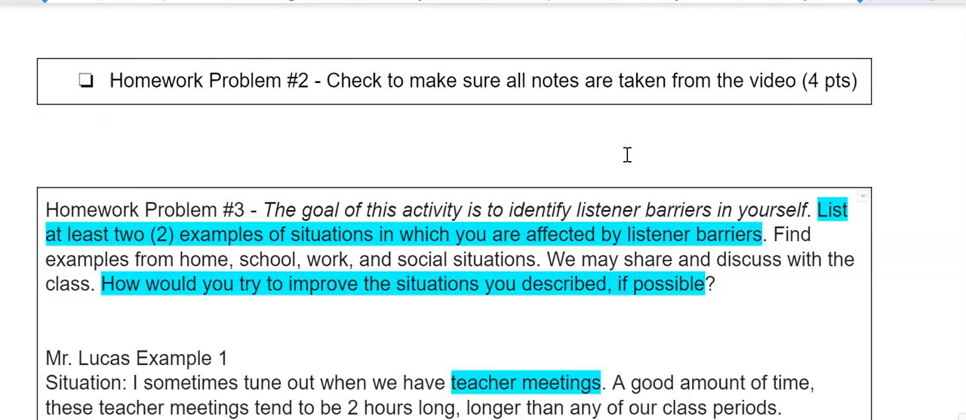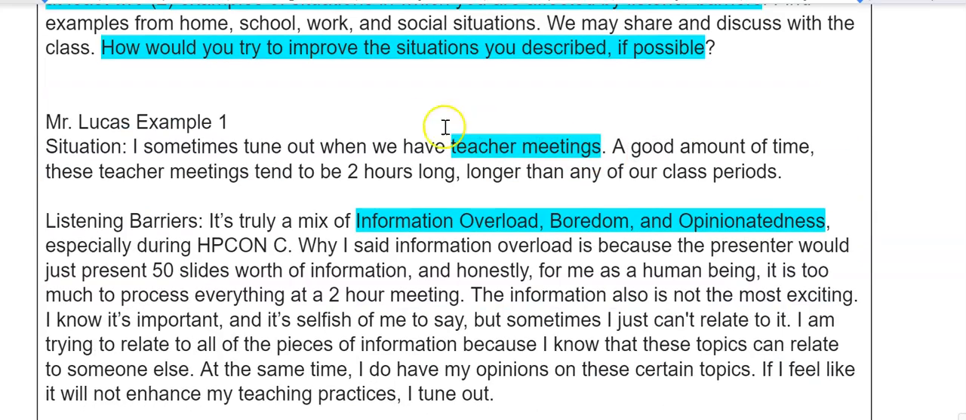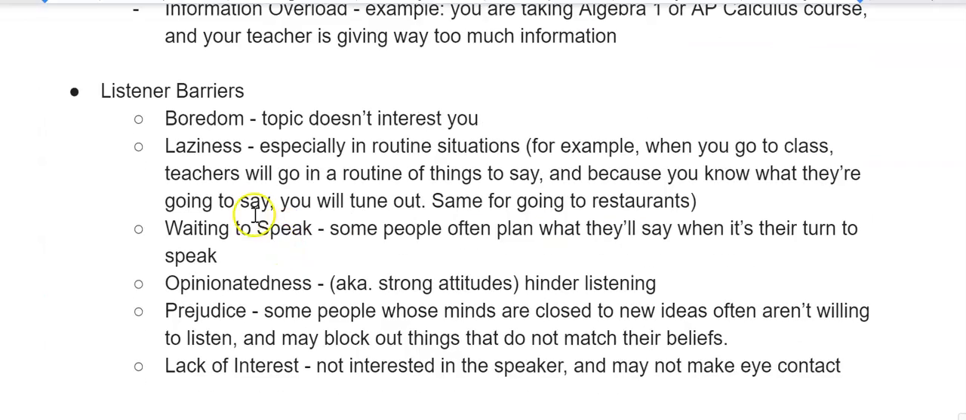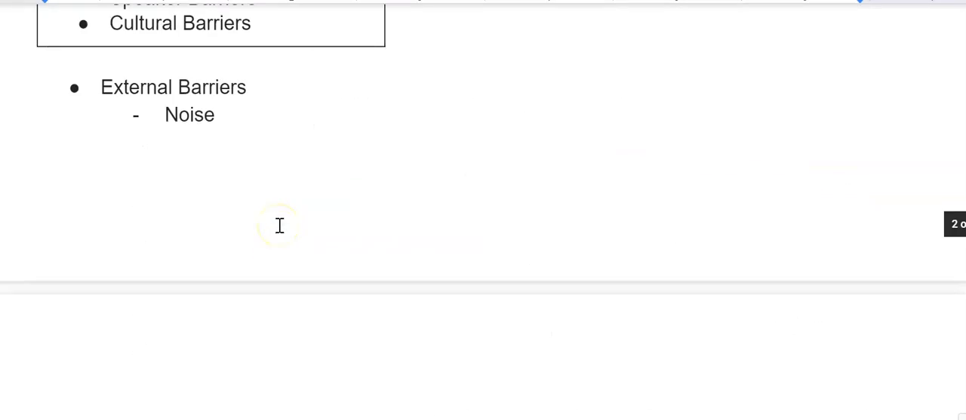So take a look at my template, Mr. Lucas example number 1. Well, my own example. I sometimes tune out when we have teacher meetings, and that's true. This is not a fake example. This is a true example. A good amount of the time, these teacher meetings tend to be 2 hours long, longer than any of our class periods. So here are my listening barriers, and the listening barriers I got were from the barriers that we've listed over here. Okay.